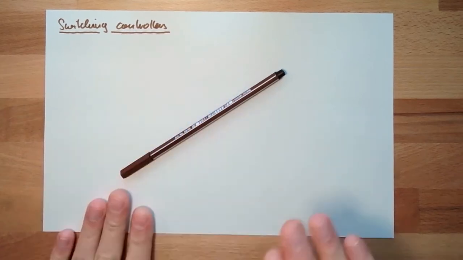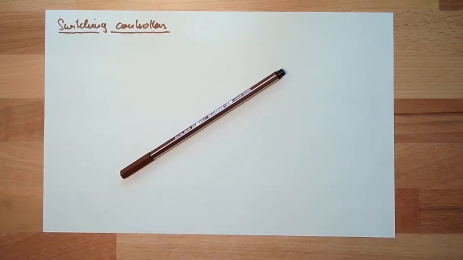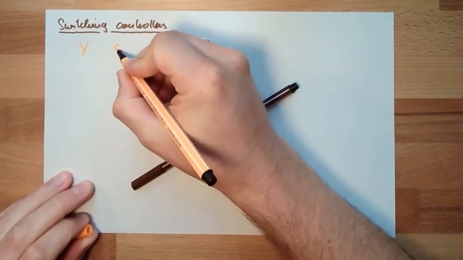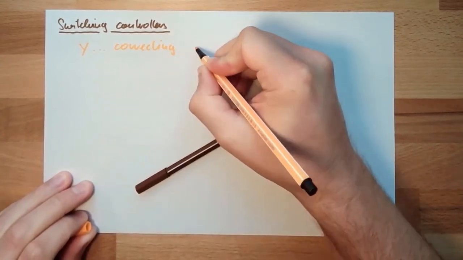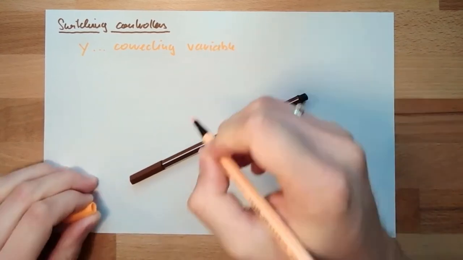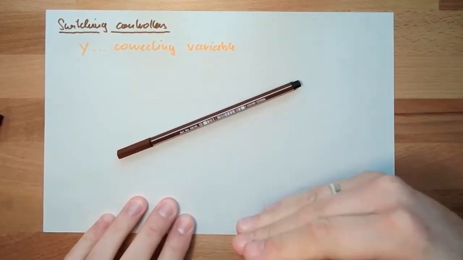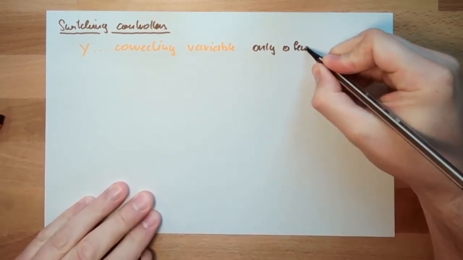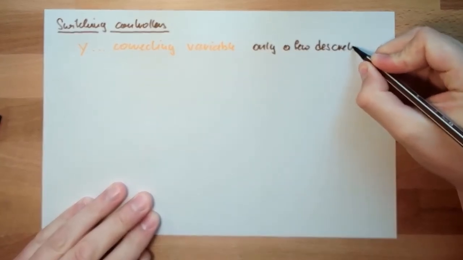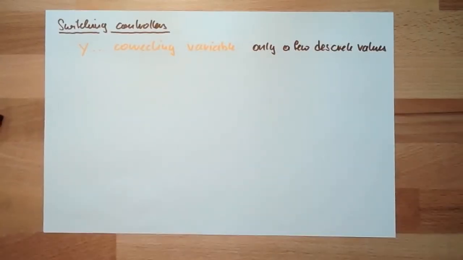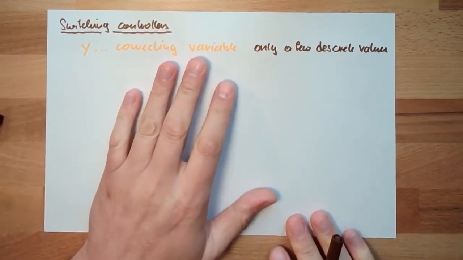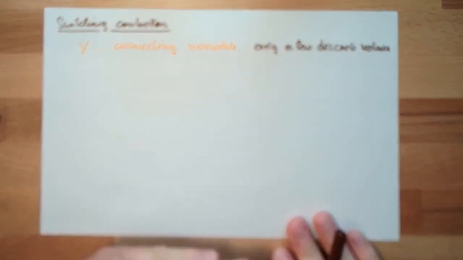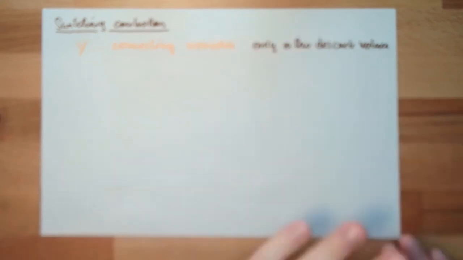What is the base principle of switching controllers? Switching controllers means the correcting variable can only have discrete values, only a few discrete values. If we are having digital controllers, we would have discrete values as well, but not only a few. There are many, many steps in a digital controller. Here we only have two.